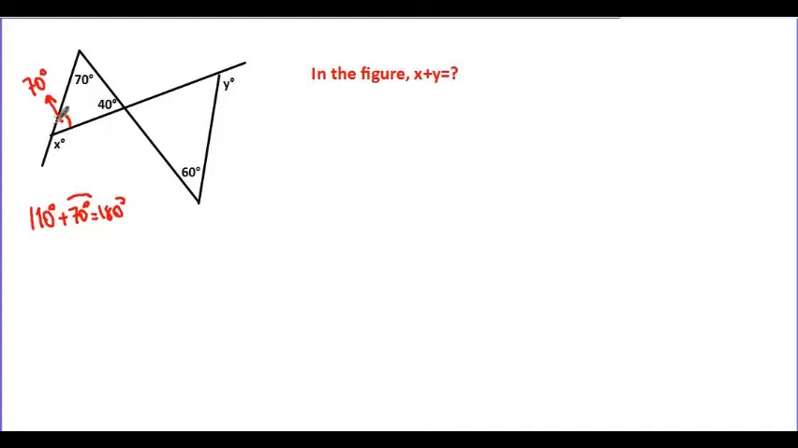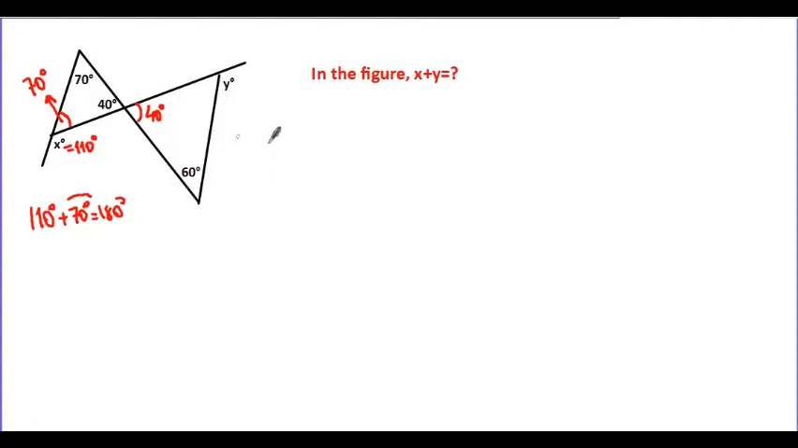This is 70 degrees. And this is a straight line, as you see. So x is 180 minus 70, because x plus 70 is equal to 180. x plus 70 is 180, so x must be 110. So x is 110 degrees. Let's find the value of y. So these are vertical angles. So this is 40 degrees.